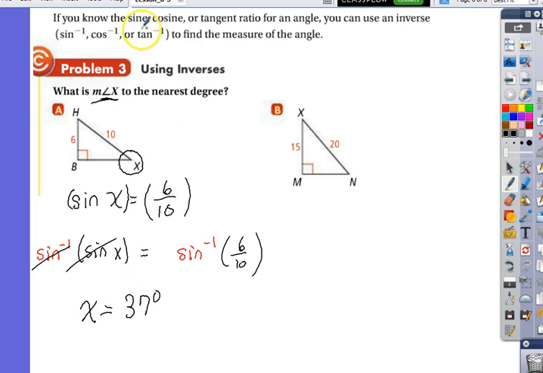So how do you know you can use sine, cosine, or tangent to find an angle? Anytime you're looking for the angle, you'll use the inverse function. Okay? You'll use the inverse function. And so I had the setup with sine x is equal to 6 over 10. I know I'm looking for the angle, so that's what tells me I need to take the inverse of both sides, and then my answer is going to be in degrees.